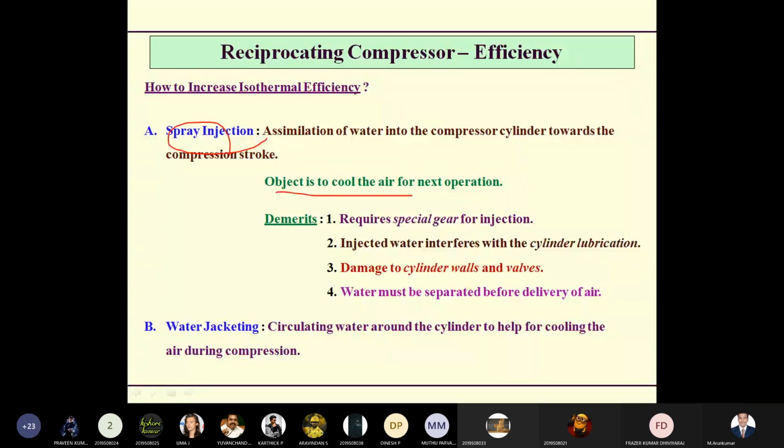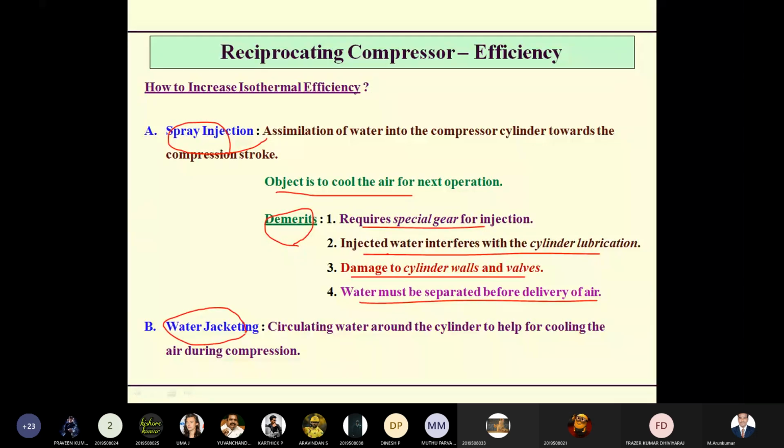The demerits of spray injection are that it requires a special gear for injection, and the injected water interferes with the cylinder lubrication. It damages the cylinder walls and valves, and the water must be separated before delivery of the gas to the system. We can improve the isothermal efficiency by spray injection, but we have these demerits, so we have to be careful. Then also we can improve the isothermal efficiency by water jacketing.